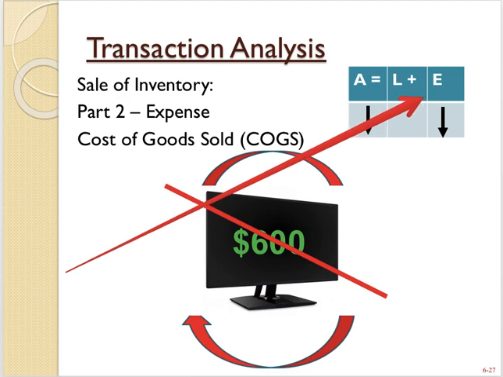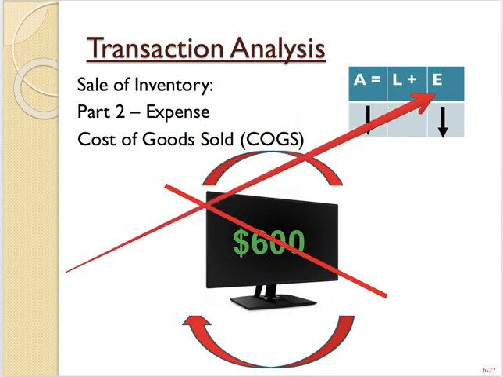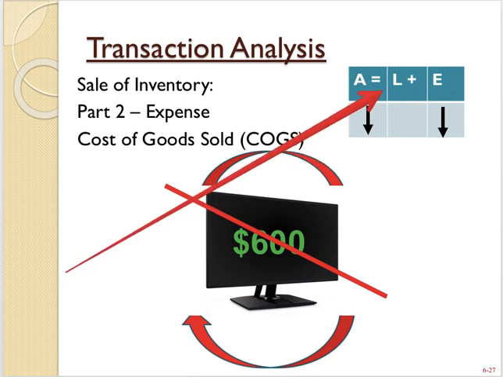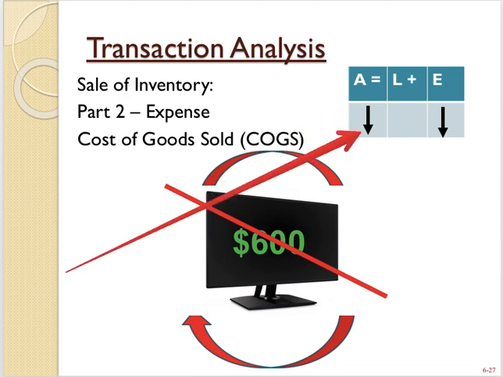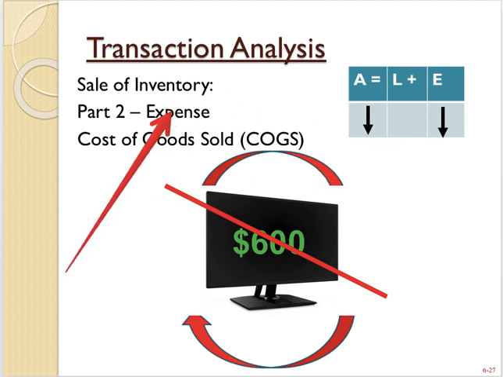Okay, so using up something is what we call expense, and so an expense always decreases equity. It takes away from the money that we made. It decreases equity. So we have an asset decreasing because the monitors are going away, and we have an expense which decreases equity because it's what we used up to generate the revenue. But because we have that cost versus price, what amount do we use for the expense?